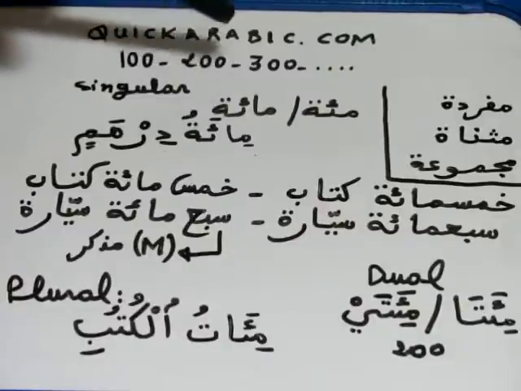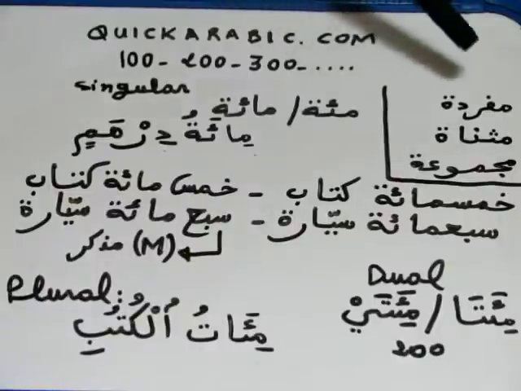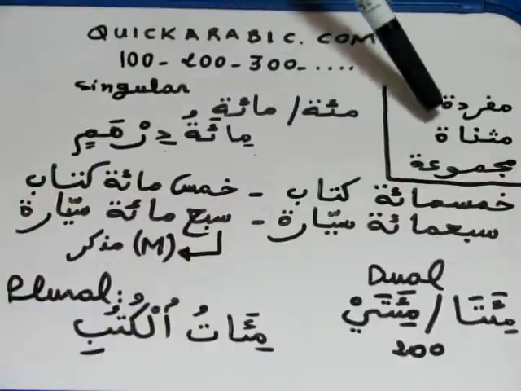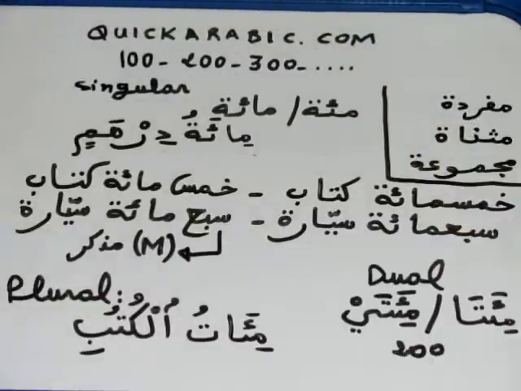100, 200, 300, up to 900. 100 comes mufrada, singular, musanna, dual, or majmu'a, plural. When it comes singular, this is how it's written.